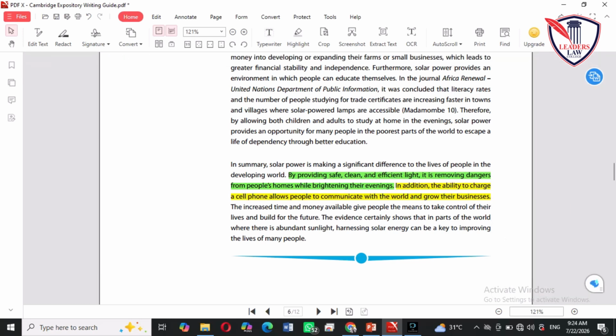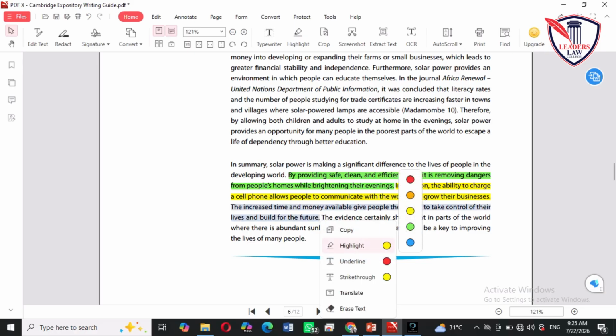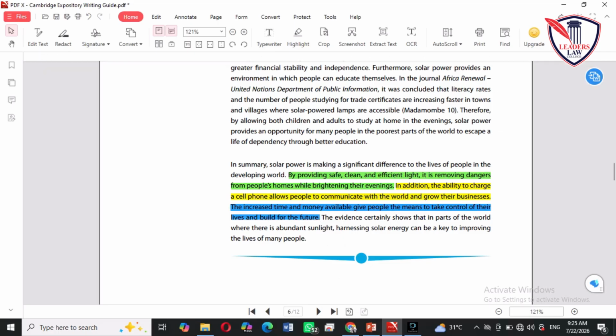So the third point, making autonomous, from the thesis statement is discussed here. The increased time and money available give people the means to take control of their life and build for the future. So the third point from the thesis statement is discussed here. So you see from the beginning till the end, the essay is connected, and the things that the writer mentioned in the opening paragraph are also in the concluding paragraph. So this is basically the comprehensiveness of this essay.